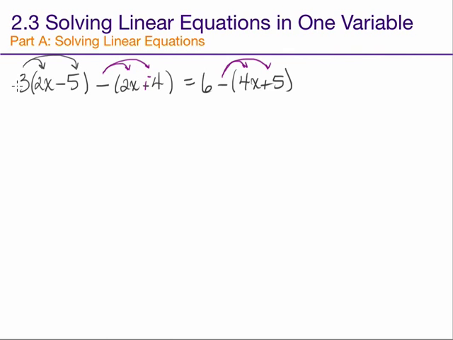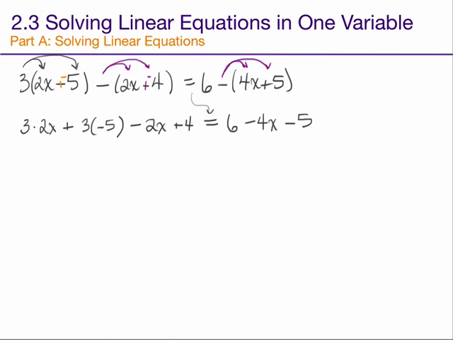So let's get started. 3 times 2x and 3 times negative 5. And the opposite of 2x and the opposite of negative 4 equals 6 and the opposite of 4x and the opposite of 5.